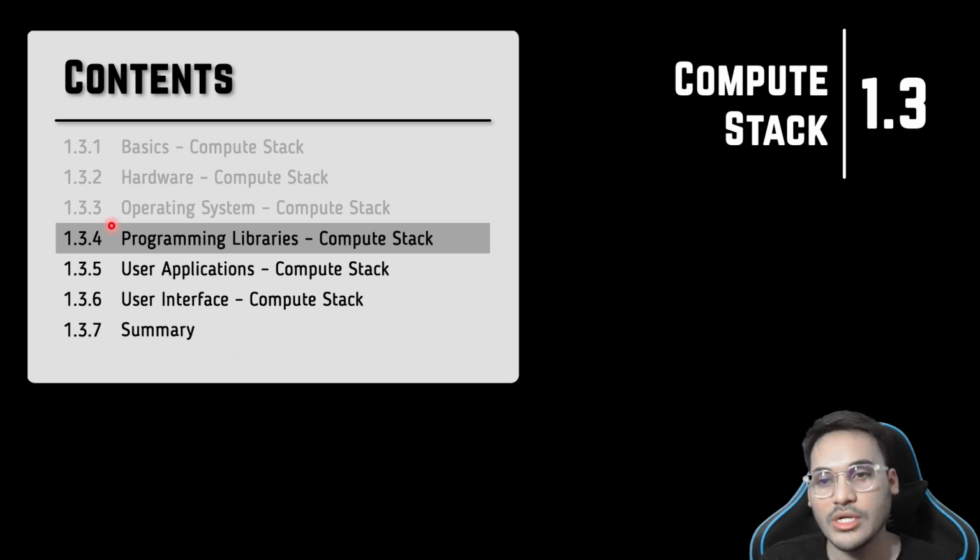In the previous few videos, we have looked at the computer hardware, the bottommost layer in the compute stack. After that, we looked at the operating system, which builds upon the hardware and is responsible for managing it, right? Now we are going to look at the next layer, that is the programming libraries. Programming libraries are a layer of software that further simplifies the interface provided by the operating system. Let us look at programming libraries in more detail in this video. Let's get started.